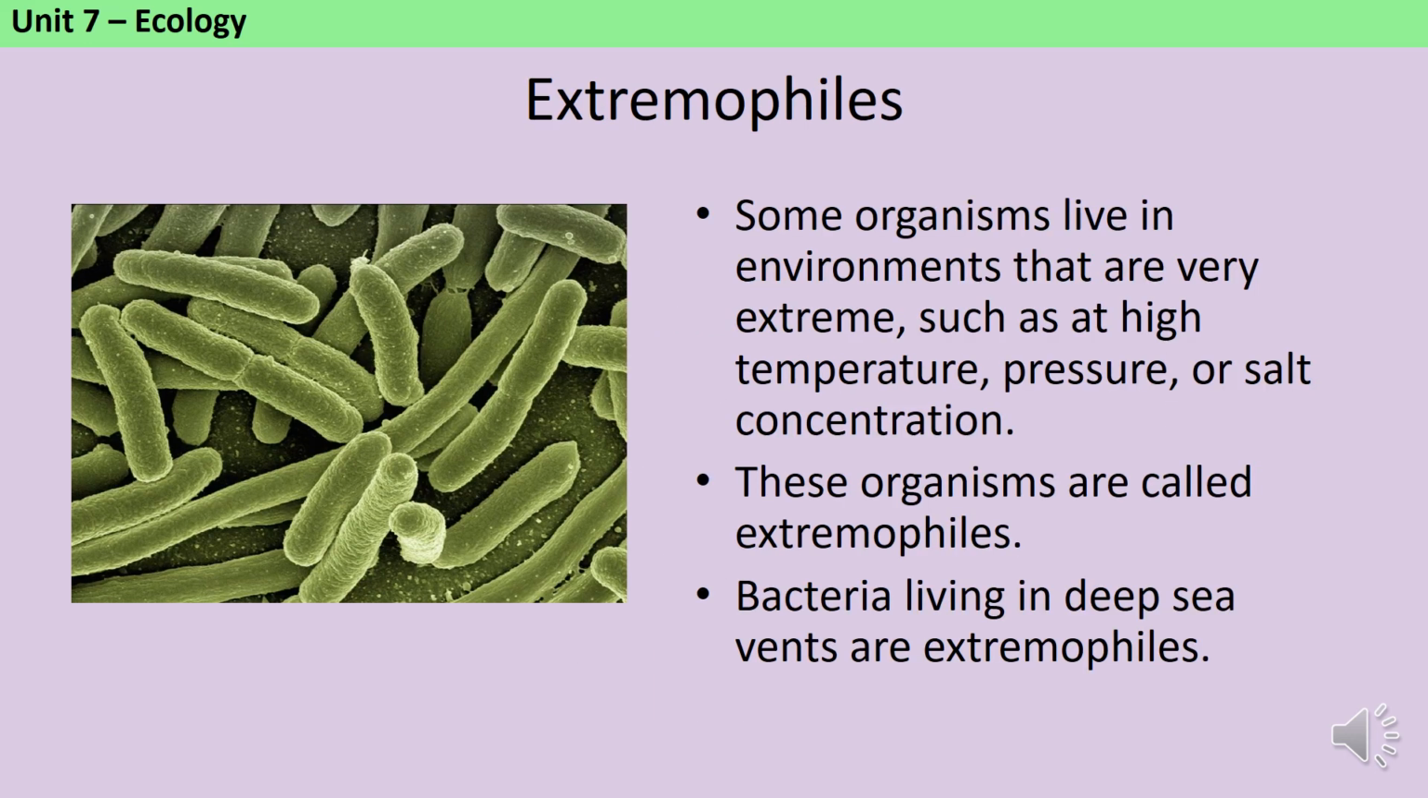Finally, in this video, we need to look at extremophiles. Extremophiles are organisms that are able to live in an environment that is too extreme for most things to live there. So this could be very high temperature, very high pressure, or also very high salt concentration. Organisms that can live in these environments are called extremophiles, and one example of an extremophile is the bacteria that live in deep sea vents.